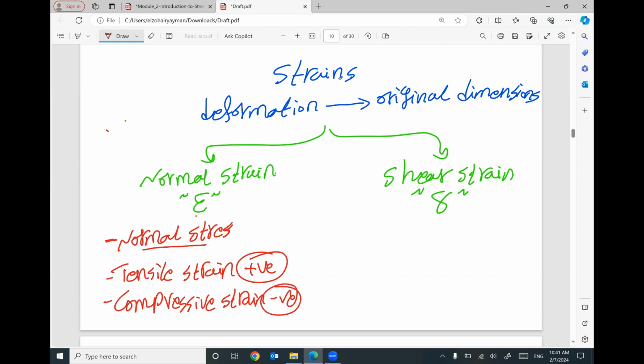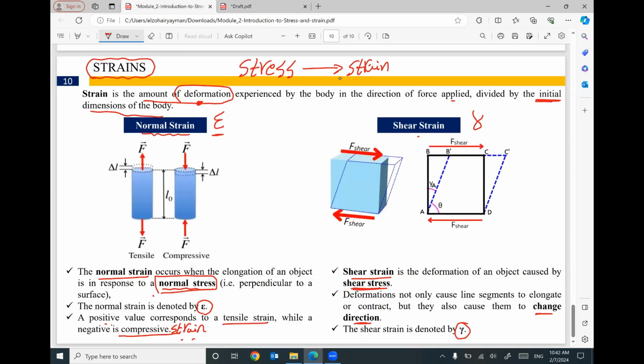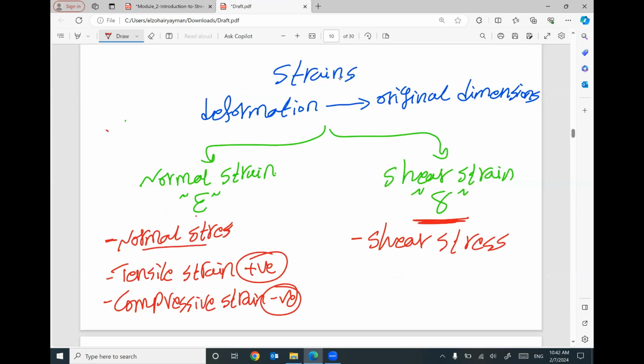If we have tensile stress, we will have tensile strain. If we have compressive stress, we will have compressive strain. That makes sense? The shear strain is caused by shear stress. So if you have shear stress, we must have shear strain. That makes sense? And this shear strain deformation not only causes line segments to elongate or contract, but also causes them to change direction. We will cover this in more detail in the following videos, but so far, keep it in mind.